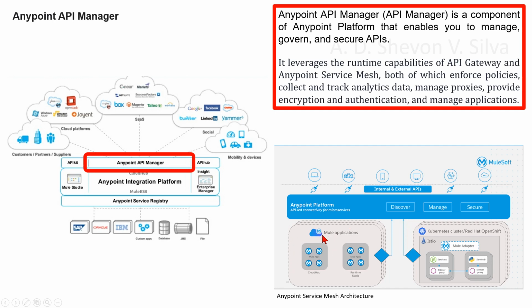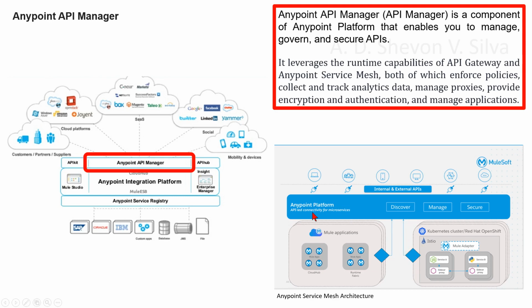Here you can see Mule applications. Under that you can see CloudHub and Runtime Fabric. You can see Mule apps are in CloudHub and Mule apps are in Runtime Fabric, and these Mule applications are connected to Anypoint platform. And here you can see the Kubernetes cluster or Red Hat OpenShift. You can see here Istio under that, and under Istio you can see the Mule adapter. Here you can see service A is connected to a sidecar proxy and service B is connected to a sidecar proxy, and the sidecar proxies are interacting with each other.